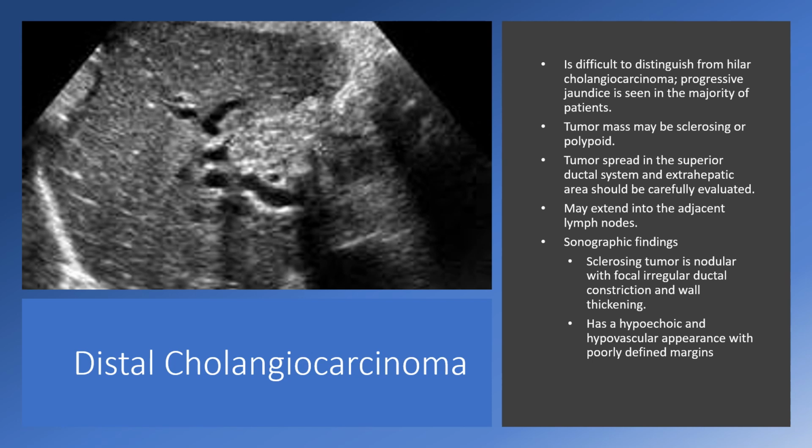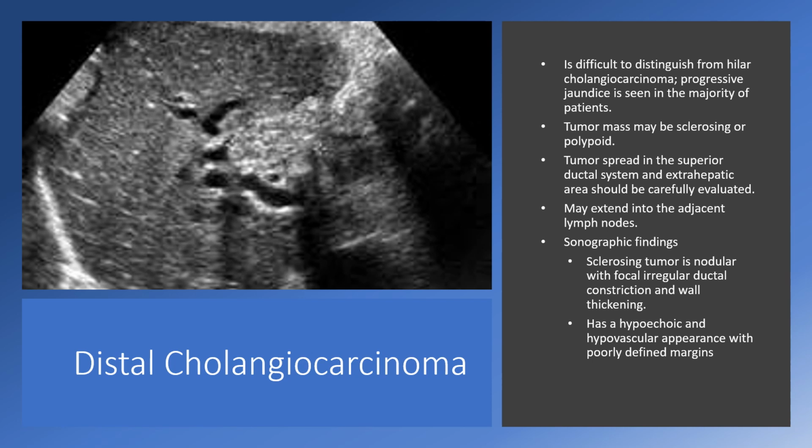The tumor mass can be different types. It can be sclerosing or it can be polypoid, and you're going to see it spread in the superior ductal system and the extrahepatic area. You want to look at those very carefully and see if you can find any tumor spread. So it can, again, invade the surrounding tissues and organs like the liver and the pancreatic head.